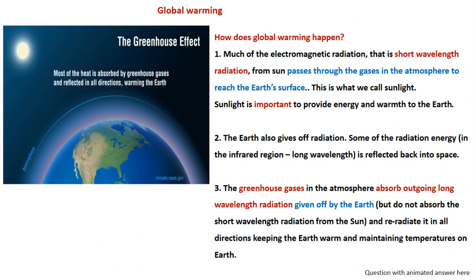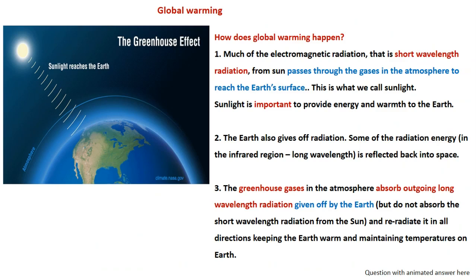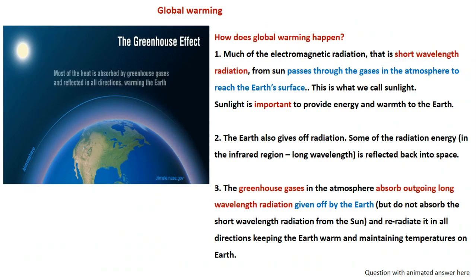Why is sunlight important? There are 2 main reasons why sunlight is important to us. First of all, it provides energy, and secondly, it warms the Earth, so it tends to regulate the temperature on the Earth. So how does it happen? Number 1, short wavelength radiation from the sun passes through the gases in the atmosphere to reach the Earth's surface.